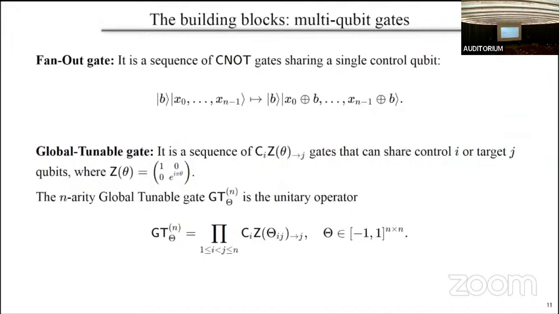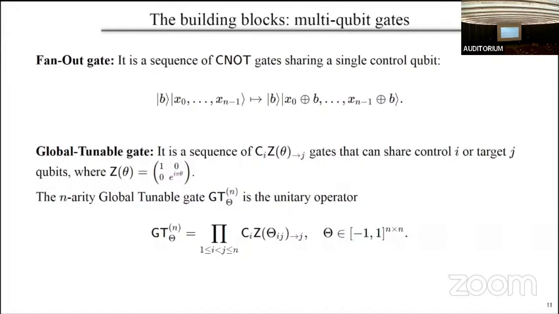These are very fundamental and have appeared before, like fan-out gates, which is basically a sequence of CNOTs that share a single control qubit. It's basically a copying. You can copy a single qubit into many other qubits at the cost of one CNOT. So that's one. Fan-out would be a classical equivalent of just copying classical data, which is cheap classically, but not so much quantum.